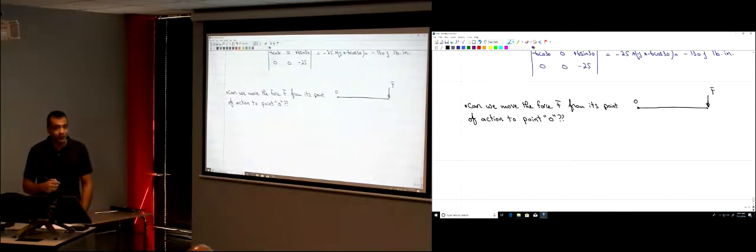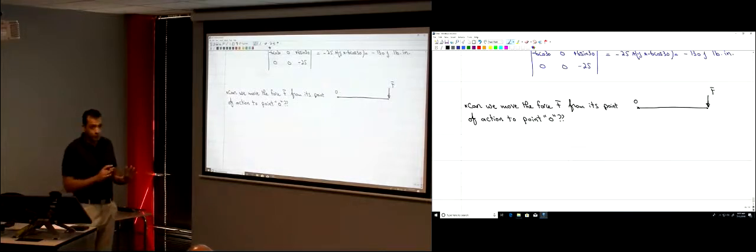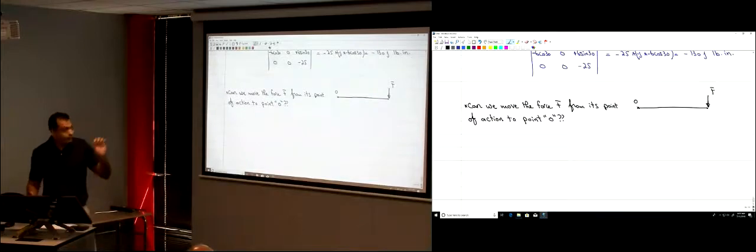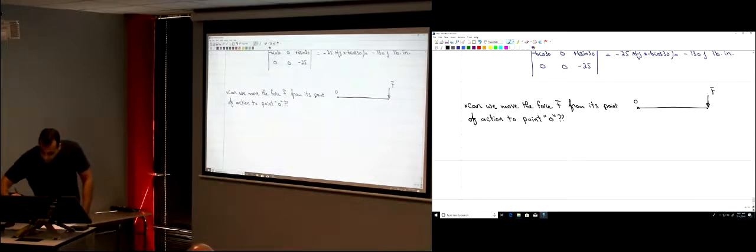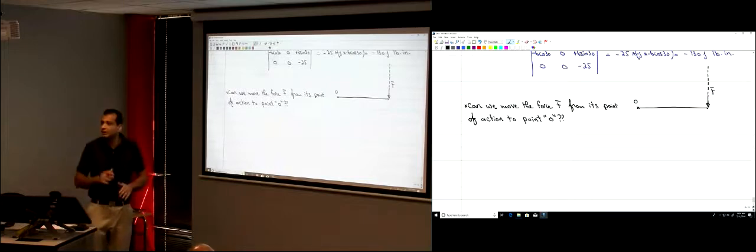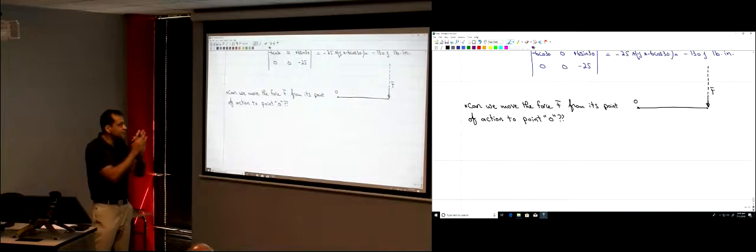Why? No, I'm talking about moving it to point O, not to the left side of point O. And even moving it to the left side of point O is not equivalent, okay, to having it at this point, okay? So the thing is, we learned earlier that F has a line of action. You can move F along its line of action. That's fine, okay? But you cannot move it from its line of action.